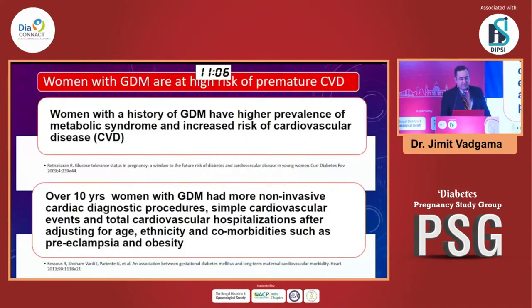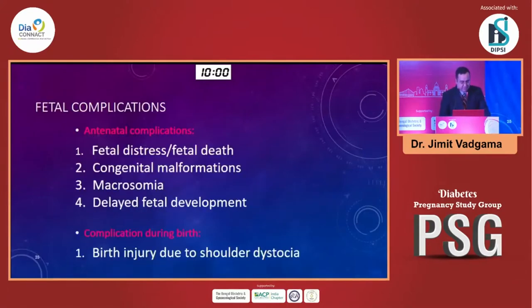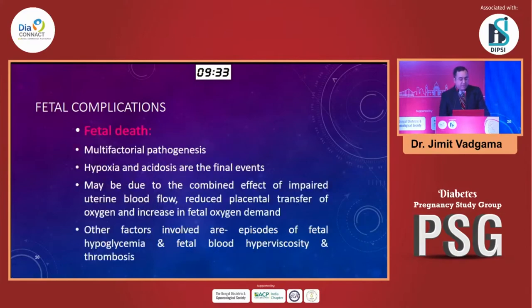See, women with a history of GDM and pathophysiology, I have already discussed. What about fetal complications? Yes, each and every kind of complication can occur to the fetus during pregnancy if the hyperglycemia in pregnancy is not controlled. So antenatally, fetal distress and death can occur, congenital malformations can occur, macrosomia is very common, and delayed fetal development can also happen. Also, complications during birth, like shoulder dystocia, can occur. Fetal death, again, a very tragic moment for all the doctors and family members also.